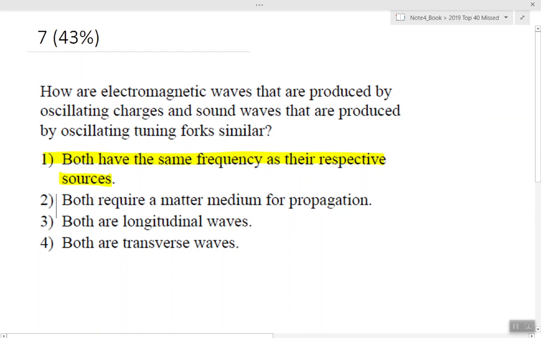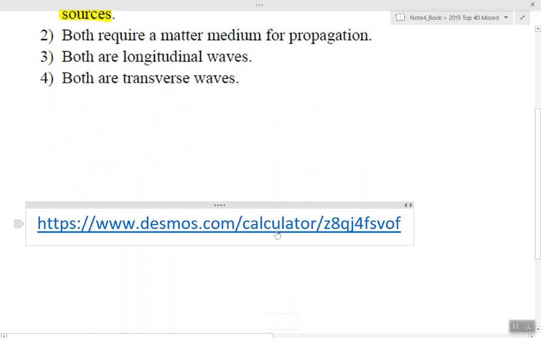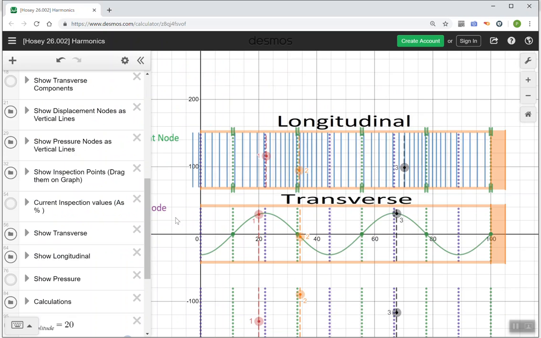The answer is 1. We have electromagnetic waves, which require no medium, and we have sound waves, which are mechanical waves that do require a medium. As for longitudinal versus transverse, I'm going to show you a gratuitous Desmos simulation I made. And you can go here if you ever want to try it.